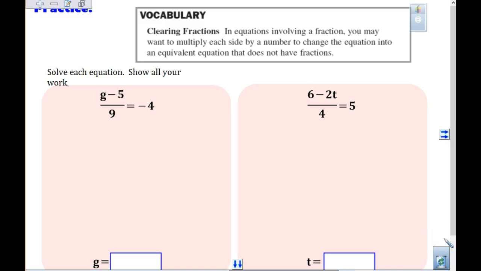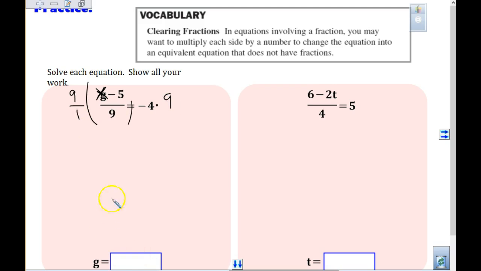If you're looking at these two problems, have we seen these before? Have we seen the exact same problems? Yes. Yesterday's worksheet, so let's only do one of them, right? Let's do the first one. This is telling us, and let's go instead of G, let's make it an X. X minus 5 divided by 9 is equal to negative 4. What would we do on both sides? Multiply by 9. Multiply by 9.